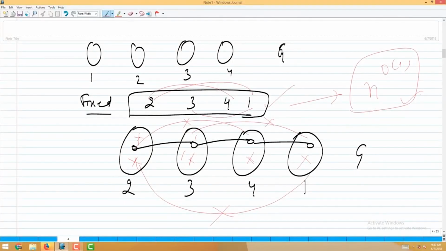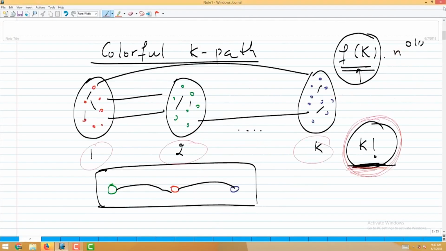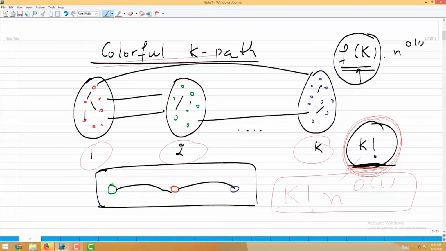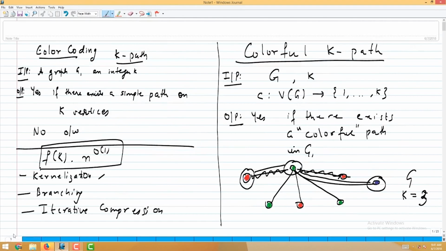So this problem can be solved in polynomial time, and hence the colorful k-path problem can be solved in k factorial times polynomial time. So we have solved the colorful k-path problem. And what was the goal? Our goal was to actually solve the original k-path problem. Now we have an algorithm with running time k factorial times polynomial in n for the colorful k-path problem. Using this algorithm, we want to design some f of k times polynomial in n algorithm for k-path.